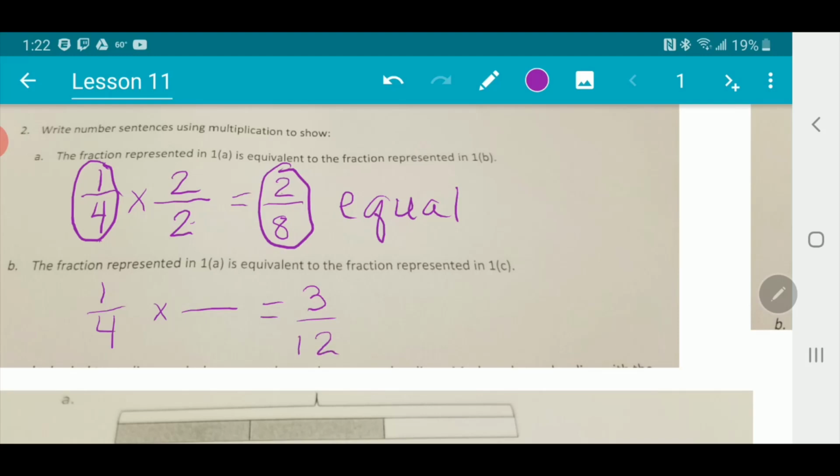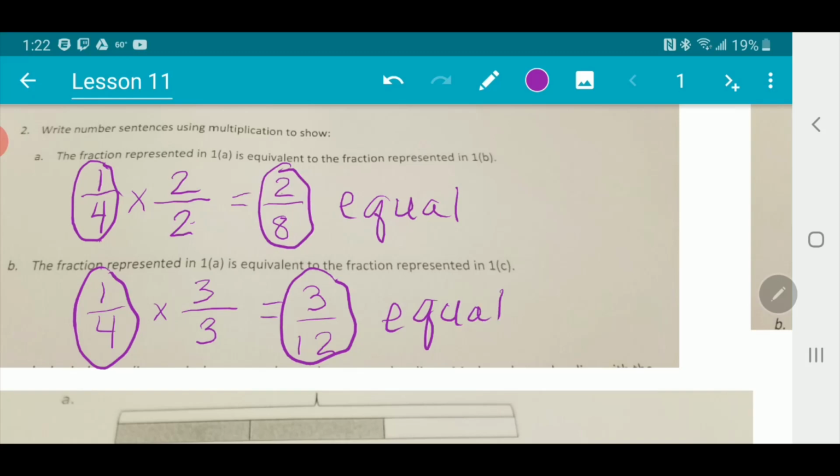We're going to do the same thing we just did in 2A. 1 times what gives me 3? 1 times 3 equals 3. 4 times what gives me 12? 4 times 3 gives me 12. So I'm going to circle those two fractions and write how they are equal. Okay, pause the video if you need another minute to copy that down.